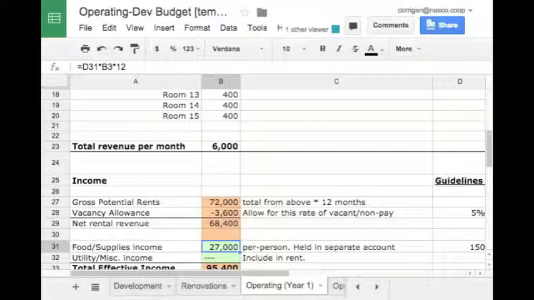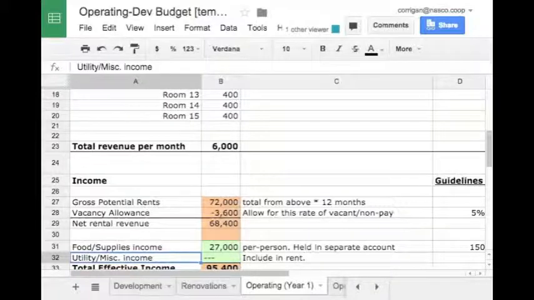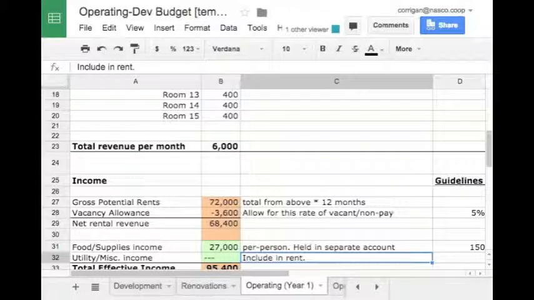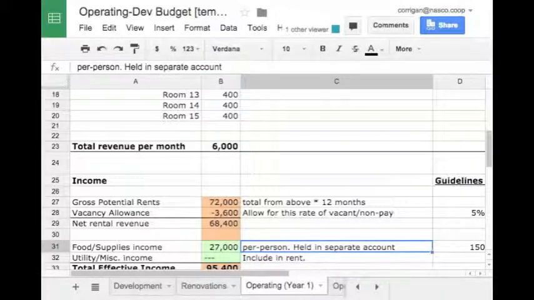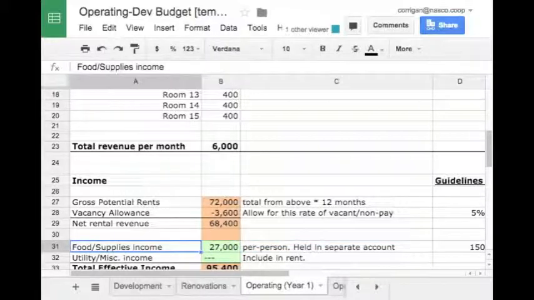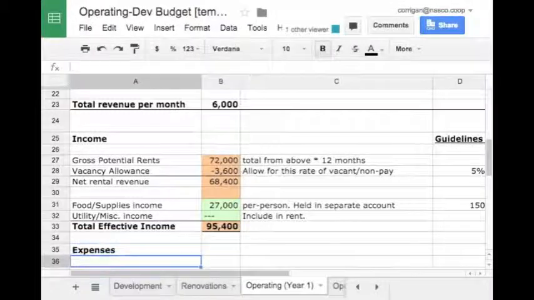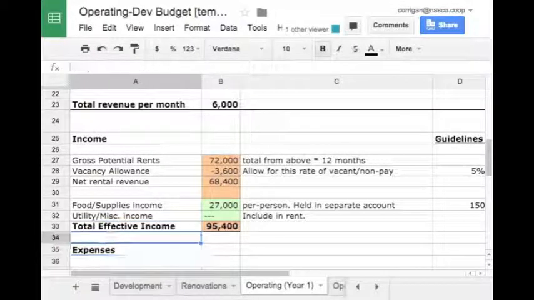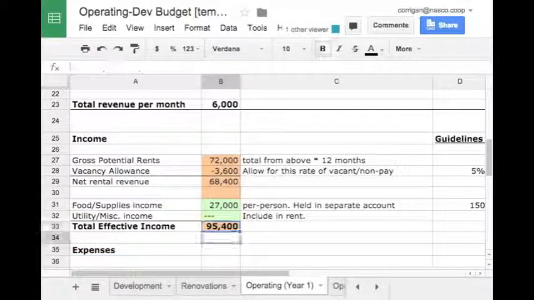There might be other sources of income for the co-op, in particular food and supplies for shared food in the co-op if there's a group meal plan. Utilities might be billed out separately from people's rent. For the sake of this example, we'll include those in the rent, and we'll say each person pays $150 a month for other food and supplies. So that gives the total effective income, $95,400, and that's per year.